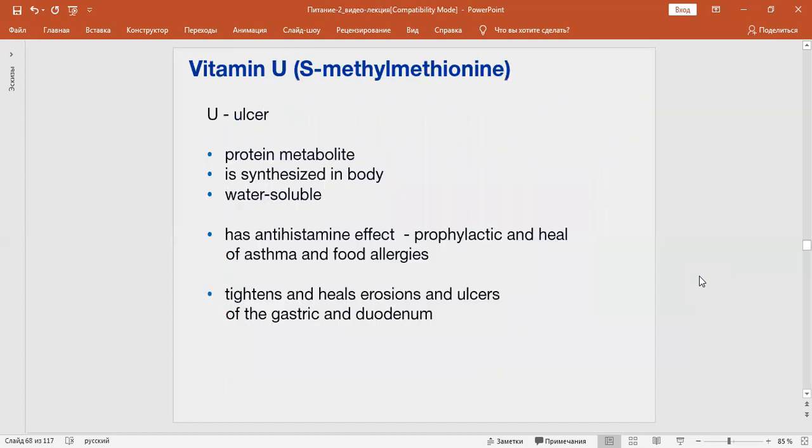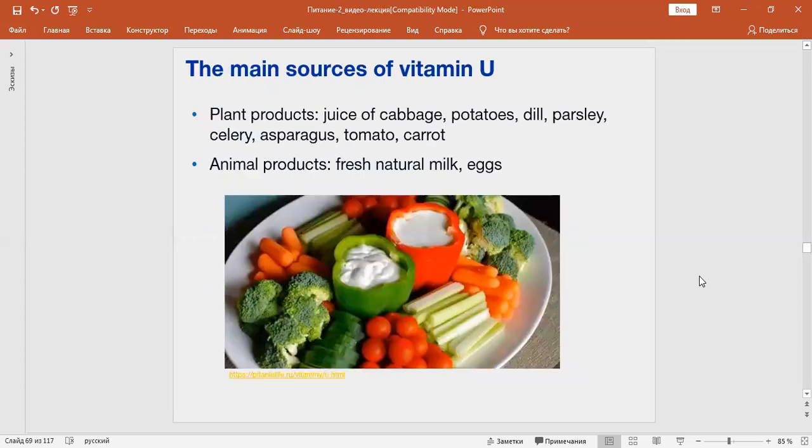And the last vitamin that we are considering is vitamin U, S-methylmethionine. It's a protein metabolite that is synthesized in the body and is water soluble. It has an antihistamine effect and is used for prophylaxis and treatment of asthma and food allergies. Vitamin U tightens and heals erosions and ulcers of the gastric and duodenum. The main sources of vitamin U are juice of cabbage, potatoes, dill, parsley, celery, tomato, carrot, fresh natural milk, and eggs.